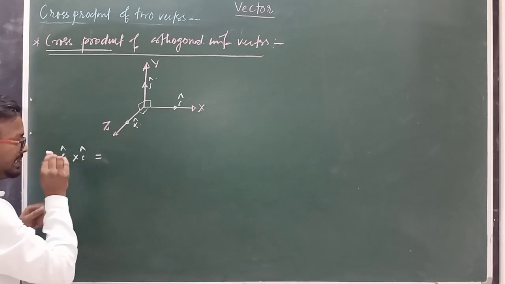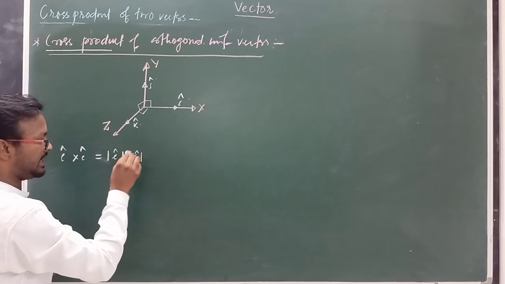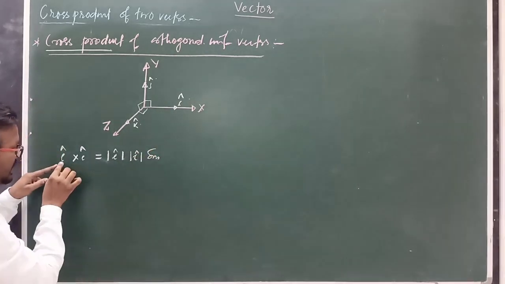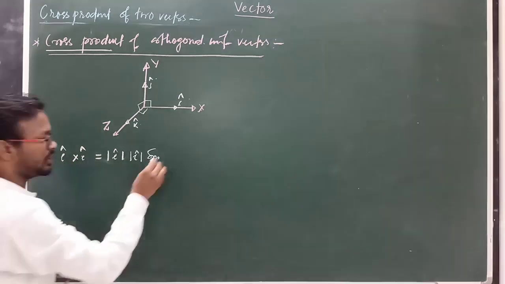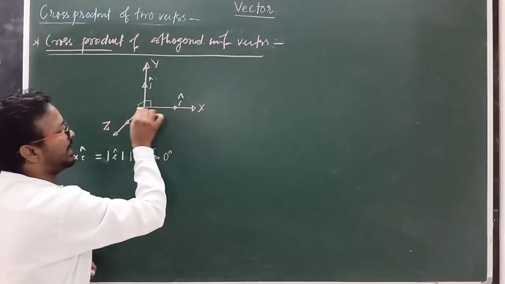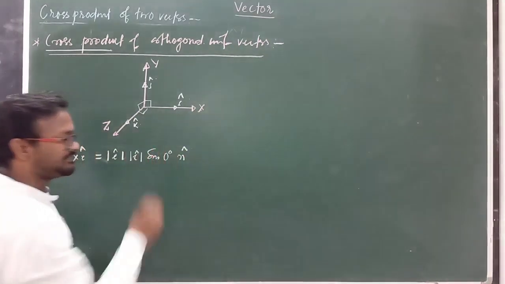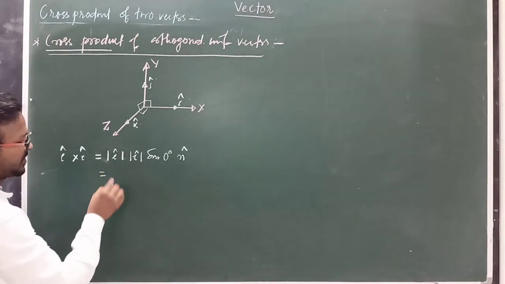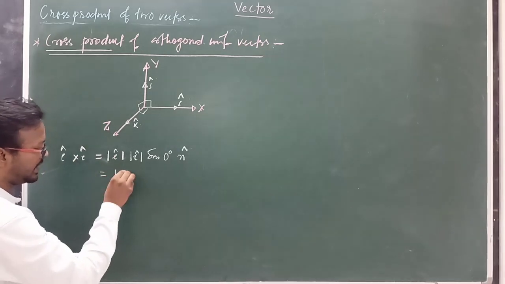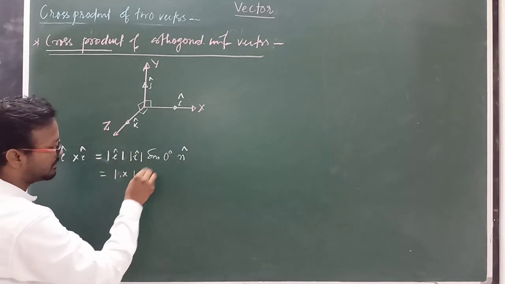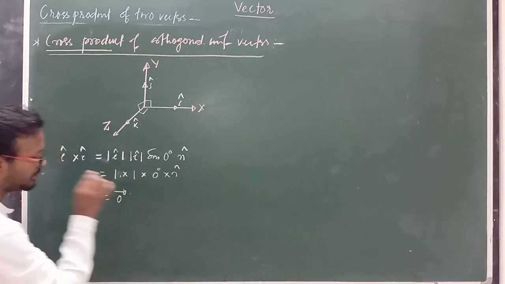A cross B equals magnitude of A into magnitude of B into sine of the angle between i cap and i cap. Here the angle between i cap and i cap means the same vector, so the angle is 0 degrees. i cap and i cap are on the same line, so theta is 0. Then into n cap, one direction. So here we get 0 vector. Why? Because the magnitude of i cap is 1 and the magnitude of i cap is also 1, but sine 0 equals 0, into 1 unit vector means we get 0 vector.